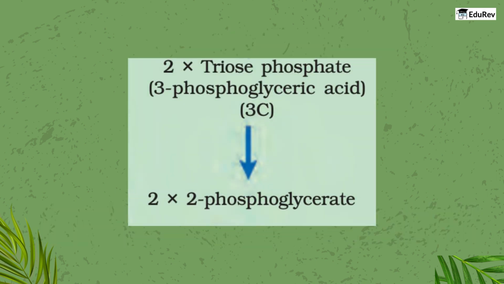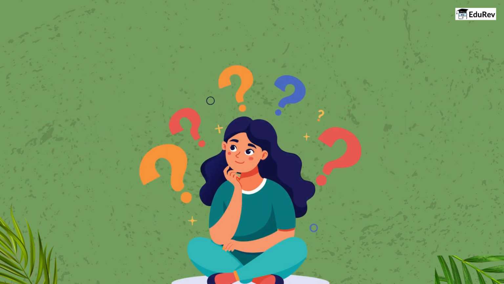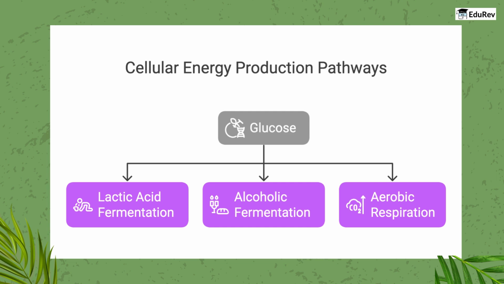Note, the enzymes mentioned are not included in the NCERT syllabus but are provided here to enhance your knowledge. Now that glycolysis is complete, what happens to pyruvic acid? Its metabolic fate depends on cellular needs, following one of three major pathways: lactic acid fermentation, alcoholic fermentation, or aerobic respiration.